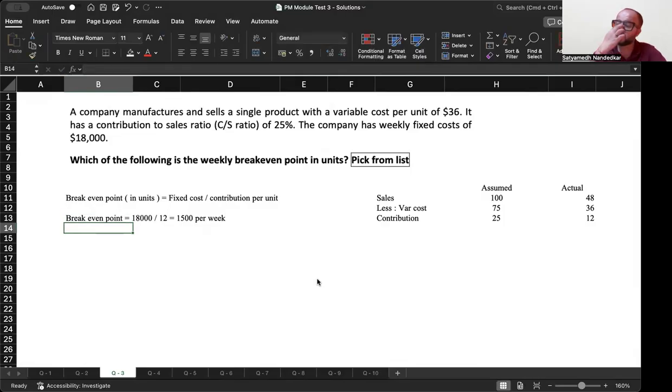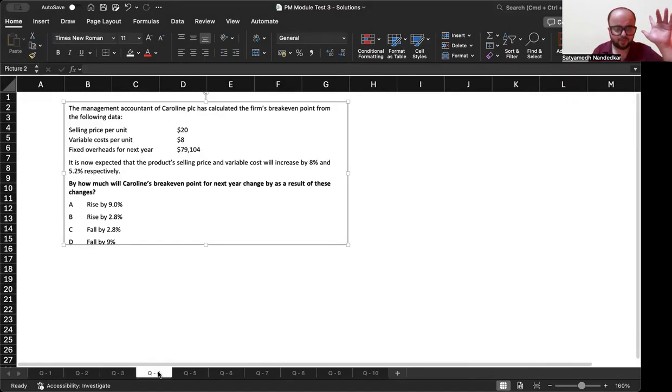1,500 per week. This could be in the exam, they could ask you to punch in the number. So you have to write 1,500 in the box that is given to you. Okay. I hope this is clear. If you have a question, please let me know in the comment section.